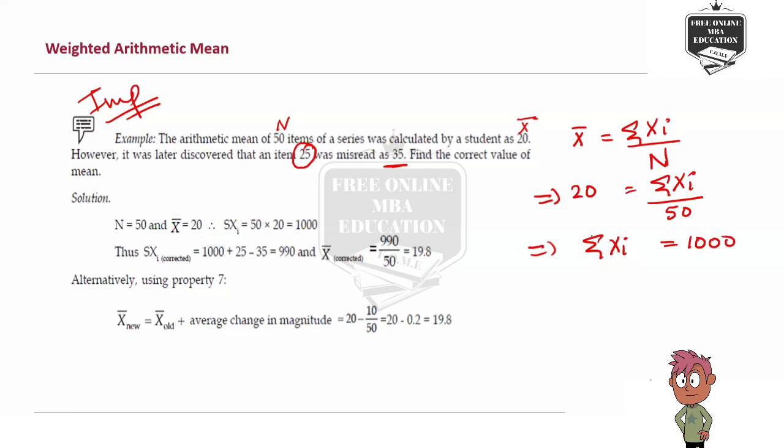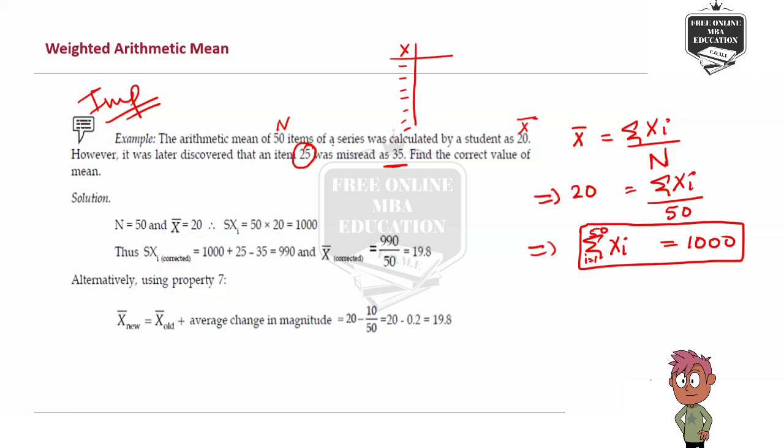Now, what does this mean? If you are having 50 items, in the x, if I make a table, I'll have here 1, 2, 3, 4, 5, 6, going up till 50. So there are 50 items. The sum of all the 50 items is 1000. This is what it means. Sum of all the 50 items is 1000, i going from 1 to 50.